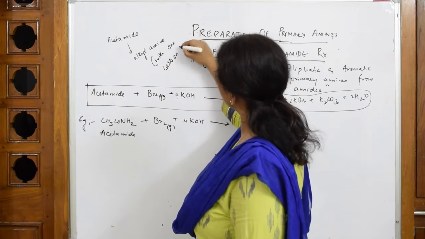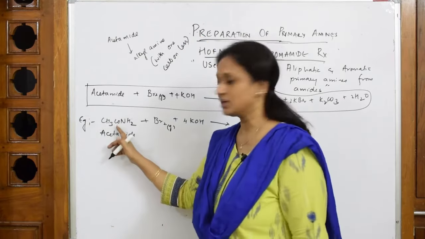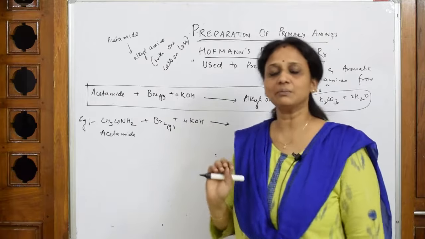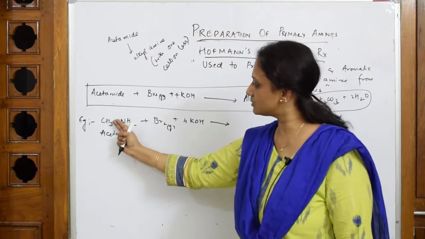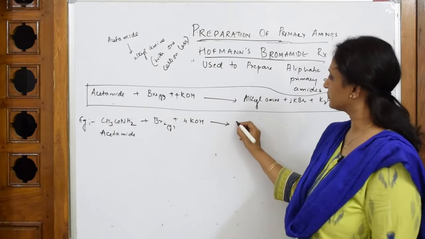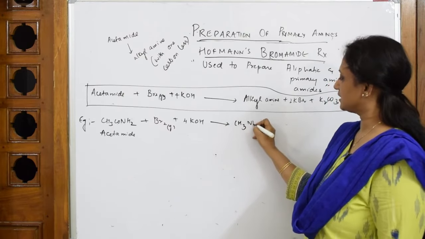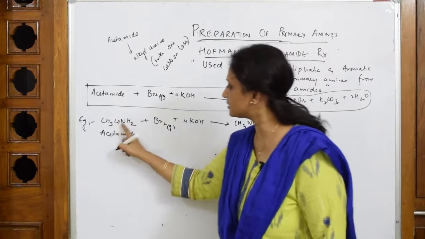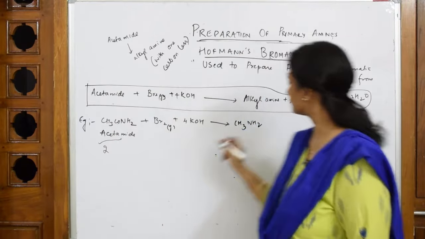Don't blindly write carbon less. Don't blindly do it when you see an amide. Don't reduce it, please don't do it. An amine with 1 carbon less should be prepared. So now how many carbons do you have? 2. Now take out 1. This will become CH3NH2. This is 1 carbon less, isn't it? This is 2 carbons here, 2 carbons here. This is 1 carbon here.